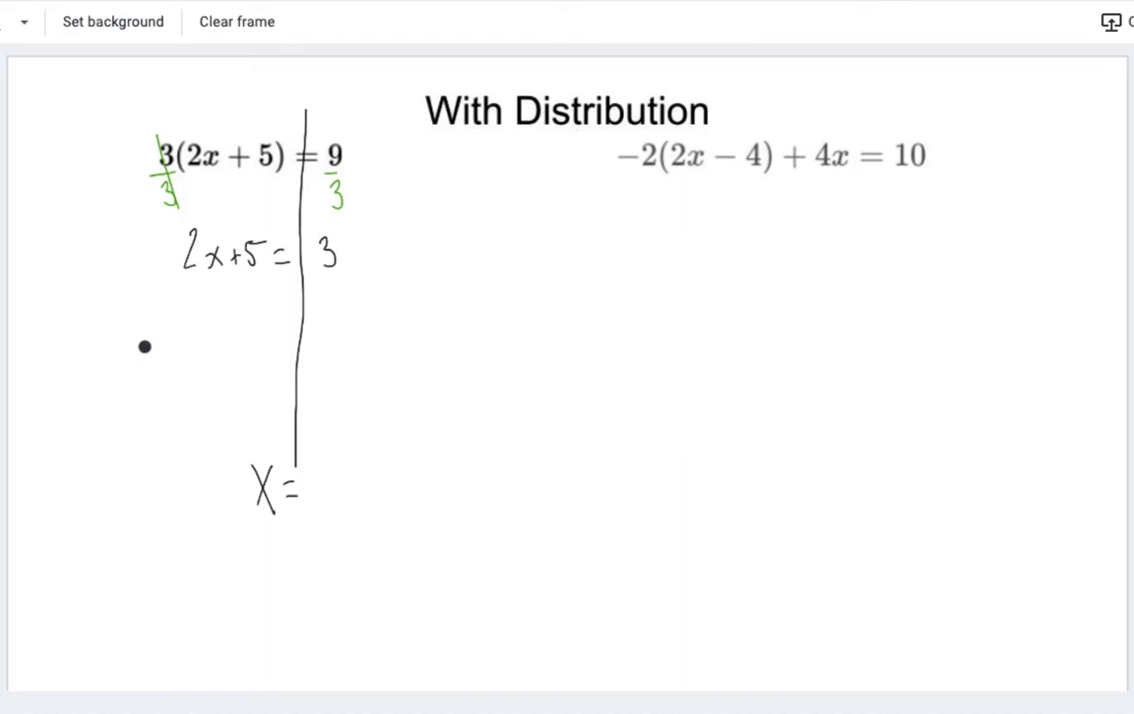Now, since we're reversing PEMDAS, we're going to eliminate this addition before we eliminate this multiplication. So to eliminate the plus 5, we're going to subtract 5 from both sides. Also, once we don't have any other operations, we can eliminate our parentheses. We don't need them anymore. So since 5 minus 5 is 0, which is what we want, we're going to have 2x equals negative 2.